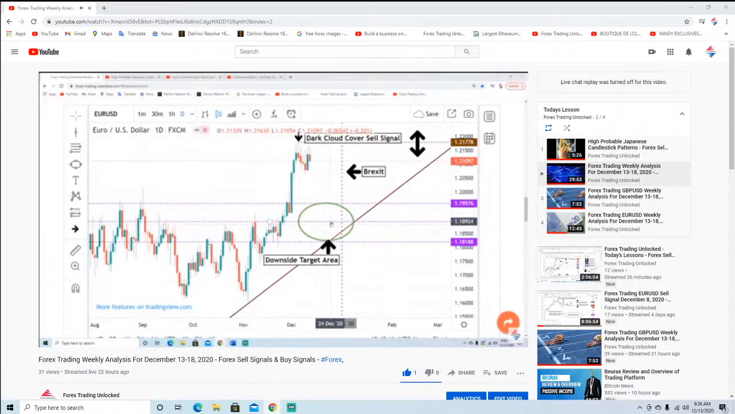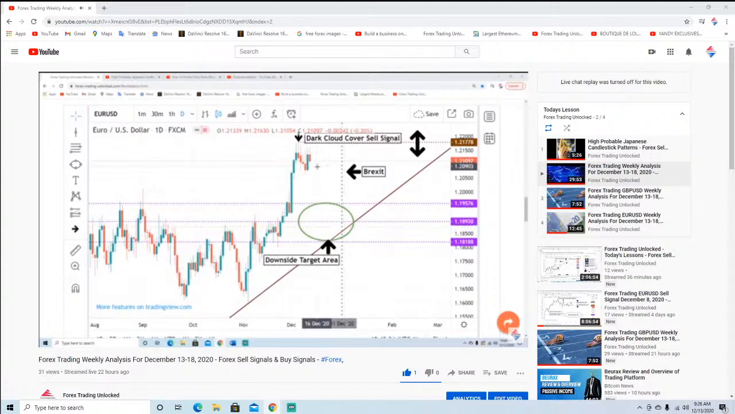I would say if you are a bigger bear and you're riding a position down, take a little bit off the table with our target area, especially if you get down to $1.1957. And then once, like I said, you can lower your stops and work the trade down, because you had this upward sloping support line that comes into this downside target.